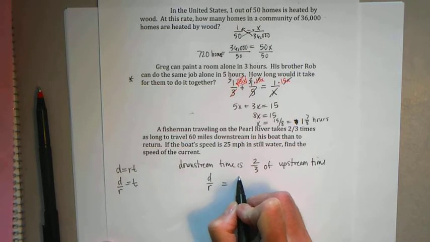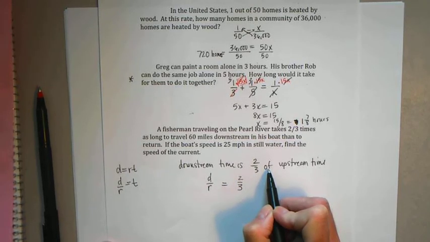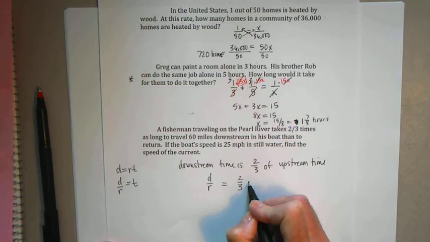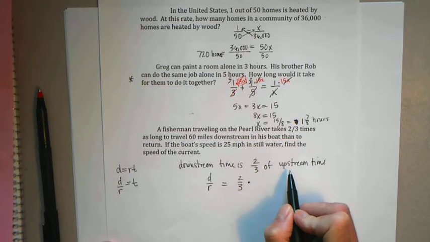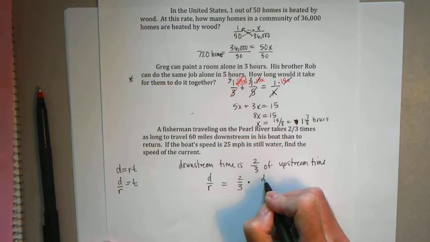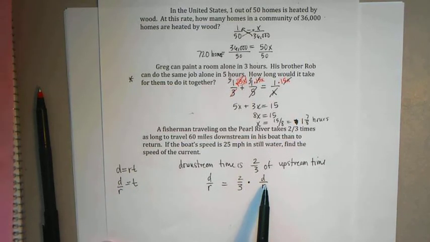2/3 doesn't change in math, so I still have 2/3. Of. What is of in math? Of means multiply. You better know that. That's important. Of the upstream time. Now the upstream time, again, will be a distance over a rate, won't it? We know the time is upstream here.